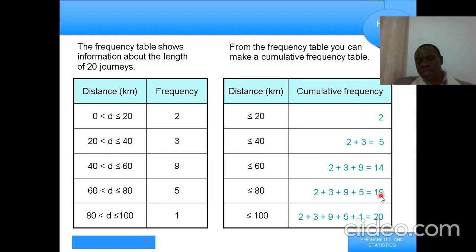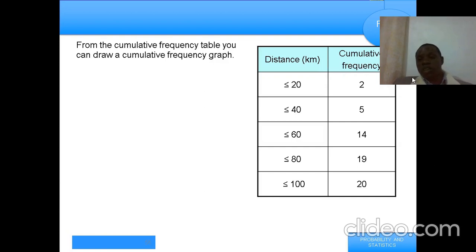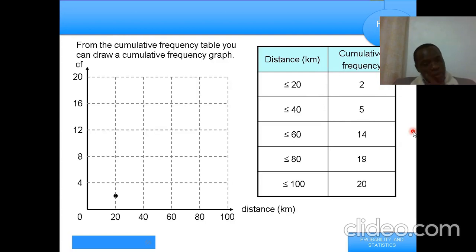These will be on the y-axis. And then we have the x-axis, which will have the upper bound of the distance. Distance is 0 to 20, 20 to 40, 40 to 60, 60 to 80, 80 to 100. So we're only going to get the upper bounds. This is how we do our cumulative frequency curve. So this is what we are going to plot now: 20 versus 2, 40 versus 5, and so on. We already talked about this, and we plotted, and our smooth curve comes out like that.